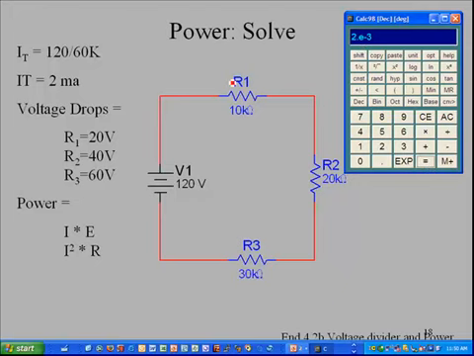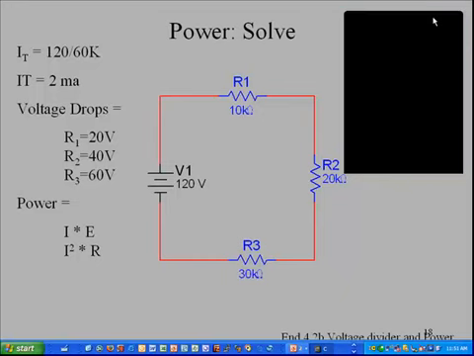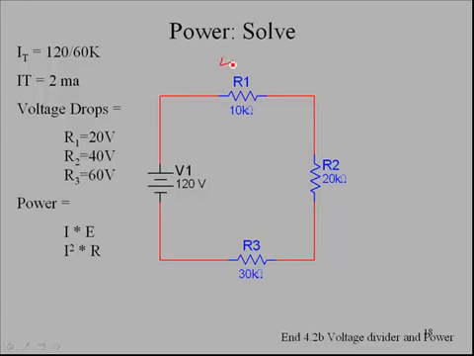Now the voltage drops in this particular circuit, we calculated them previously. R1 was 20 volts, R2 was 40, and R3 was 60. So if we wanted to calculate the drop across R1, or the power drop across R1, we could say current times voltage. So here we have our 2 milliamps times the voltage drop, which was 20, and that will equal 40 milliwatts. And so we could go to this component and document 40 milliwatts.